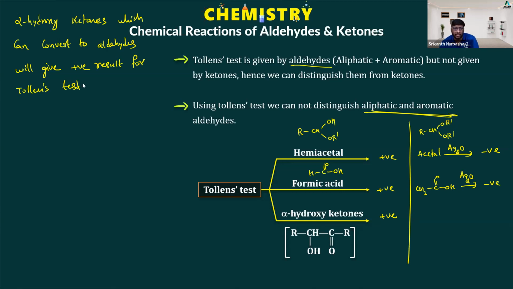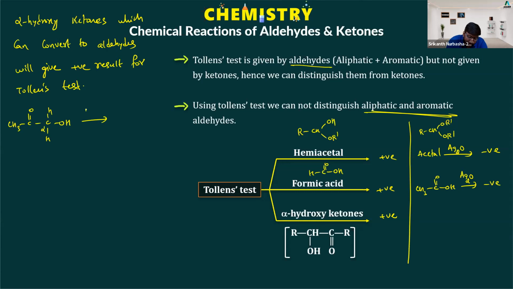How is that going to happen? Let us look at the scenario now. Let us take CH3, C double bond O, CH2OH. Because C double bond O is a functional group, on the alpha carbon we should have an OH group. CH3, C double bond O, CH2OH. This is an alpha hydroxyketone or not? This is the alpha carbon. On the alpha carbon we have an OH group.